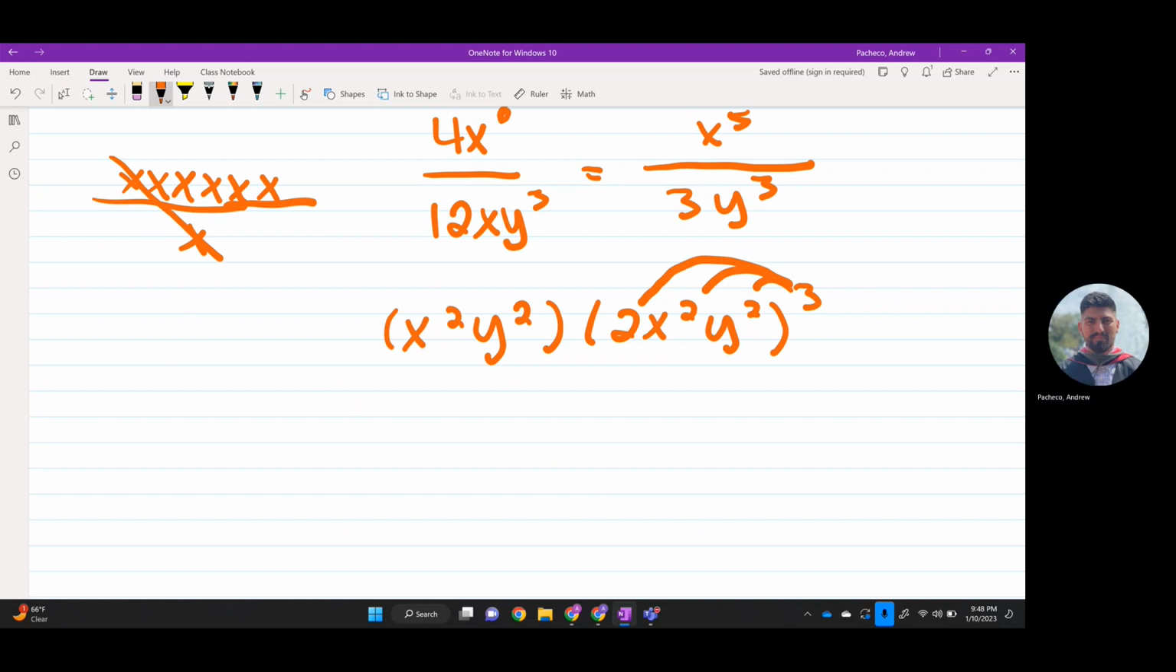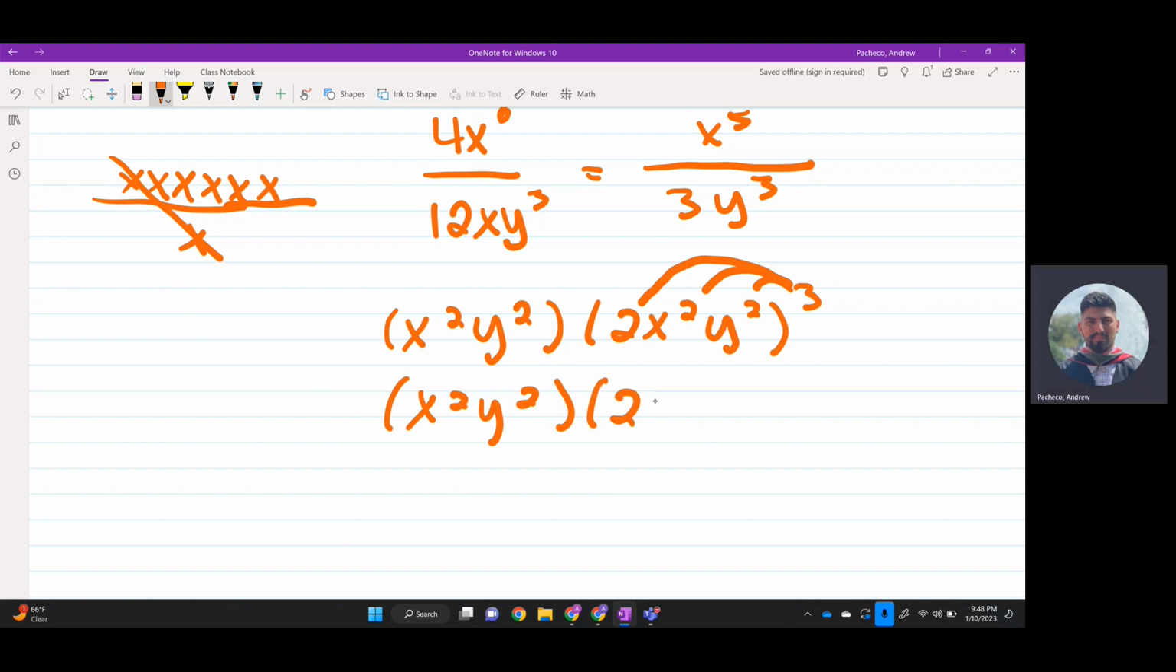So I need to raise 2 to the power of 3. I need to raise x squared to the power of 3, and I need to raise y squared to the power of 3. So this is going to be x squared y squared, and I know that this is going to be 2 cubed. Anytime I'm raising an exponent to another power, you're going to multiply. So this is going to be 2 times 3, that's going to be x to the 6th power. Again, 2 times 3, that's going to be y to the 6th power. Anytime you raise an exponent to another power, you multiply them.